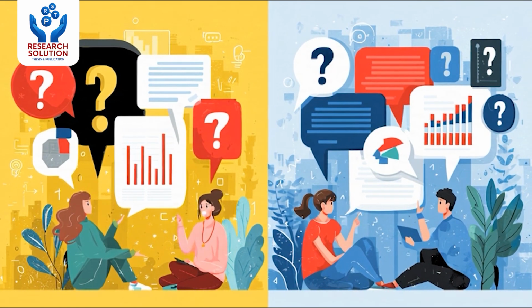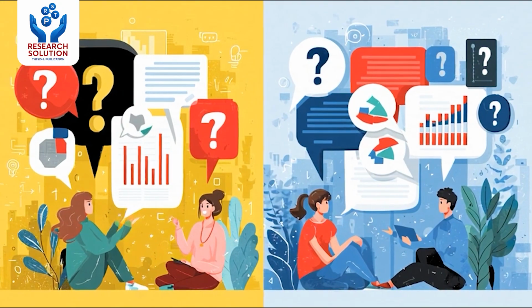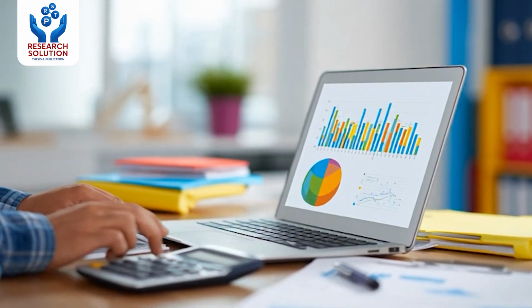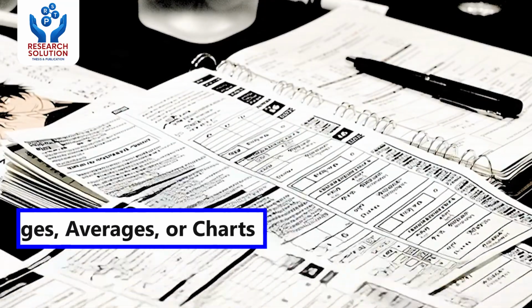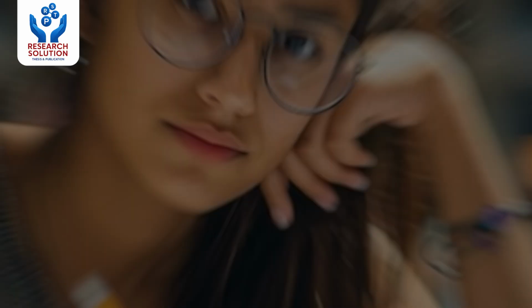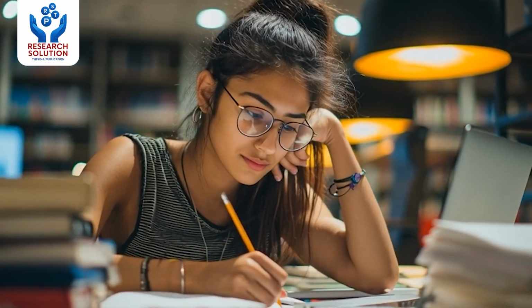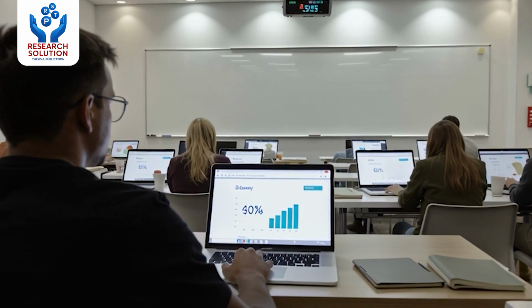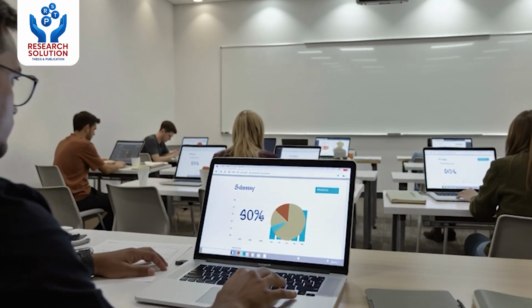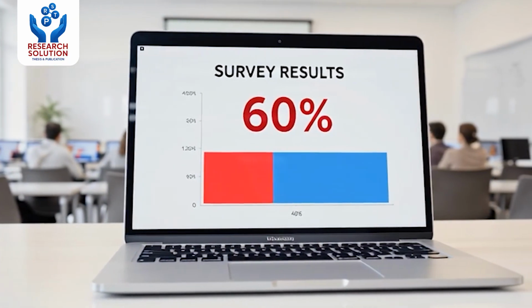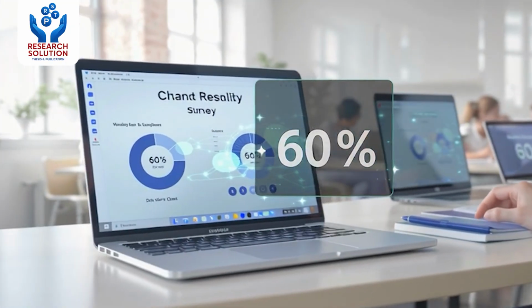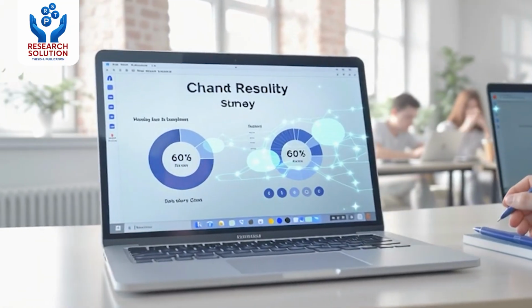Quantitative research deals with numbers and measurements. It focuses on data that can be counted and expressed in percentages, averages, or charts. For example, if we want to know how many students attend online classes, we can count the number of students and show the result in percentages. If 60 out of 100 students attend online classes, we can say 60% use online learning.